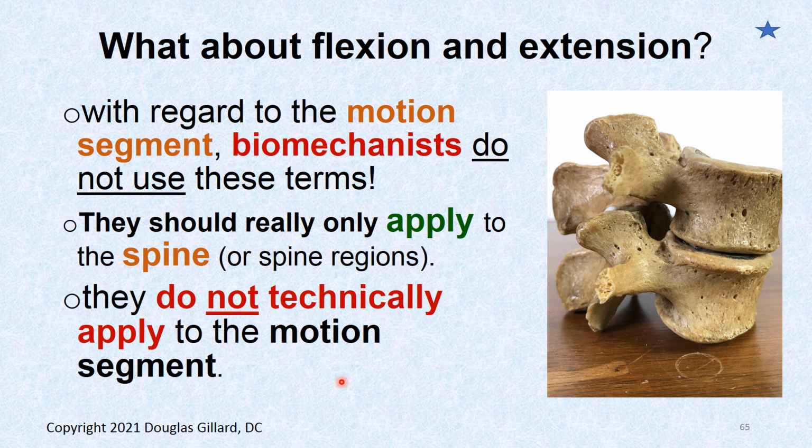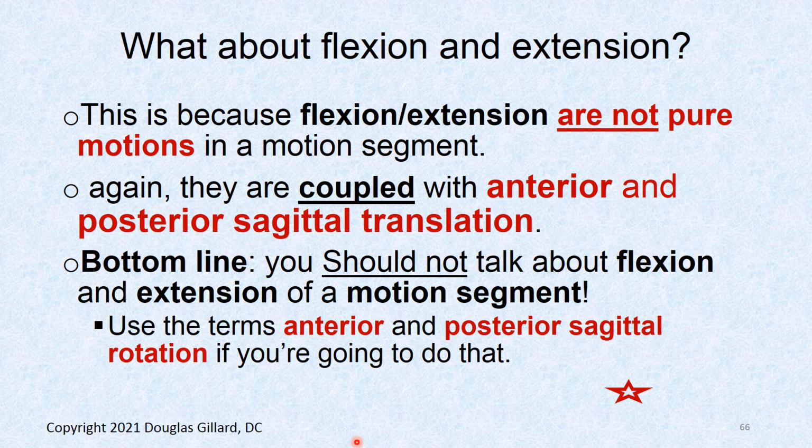And what about flexion and extension of a motion segment? If you really want to get in strict terms of biomechanics, you shouldn't really talk about flexion and extension here. Those terms are really made to talk about the entire lumbar spine and not just a motion segment. So that's just kind of a technical point. Why is that? Because there is no pure flexion and extension in a motion segment, because we said they're coupled with translation, right? A forward flexion causes the bone to slide forward. So that's why you shouldn't talk about a pure flexion and extension.